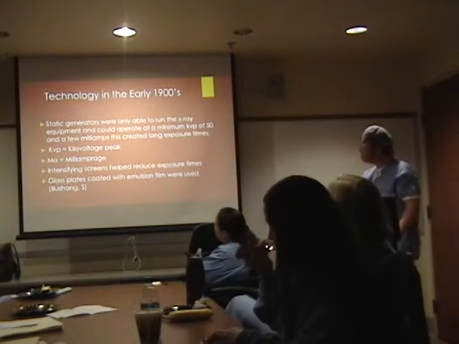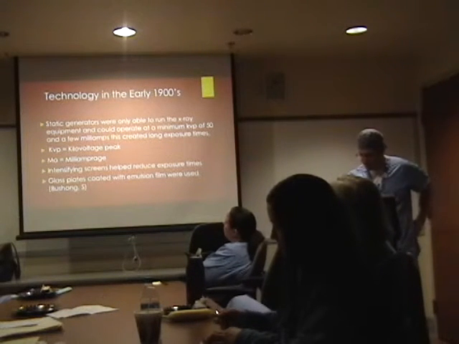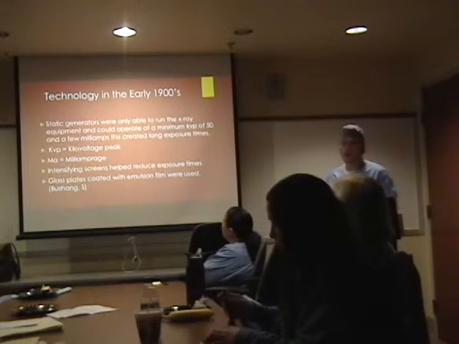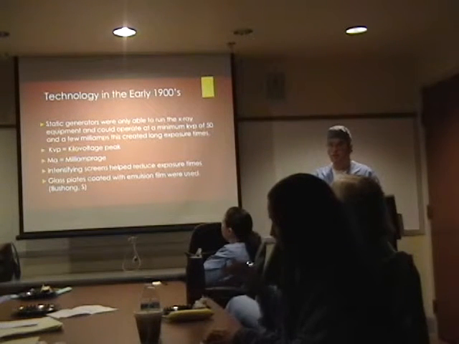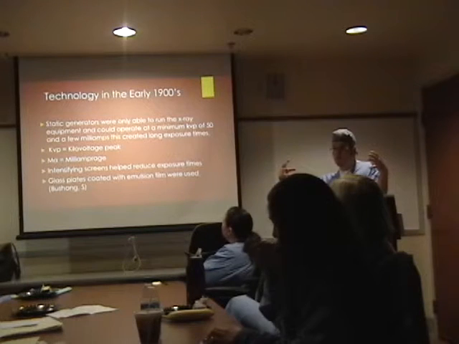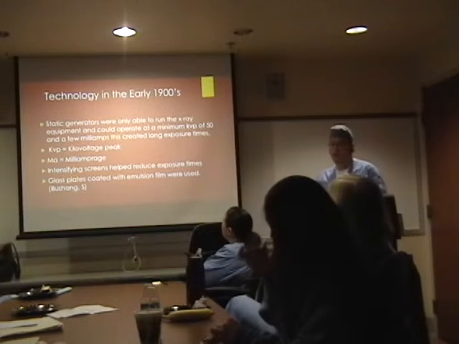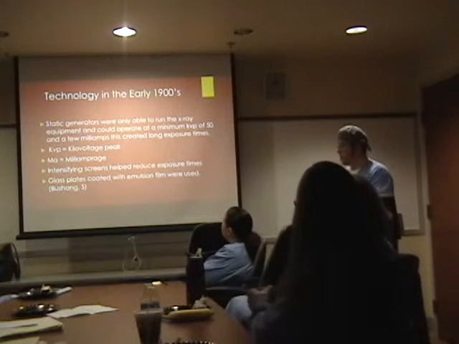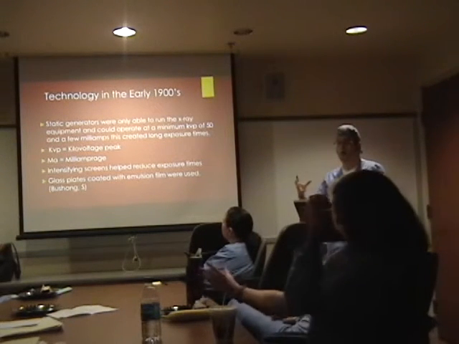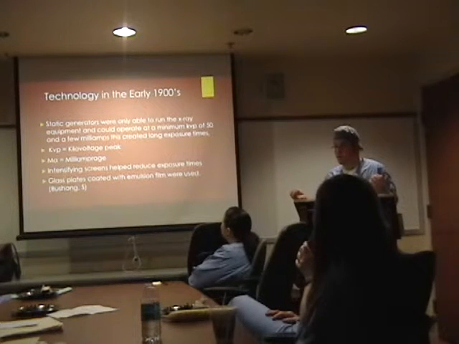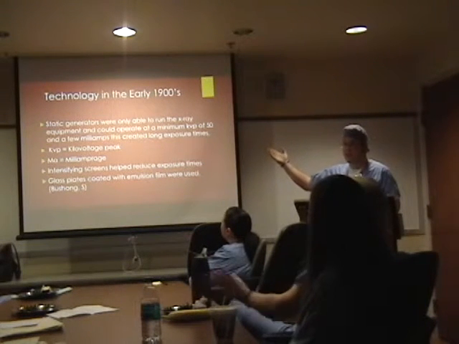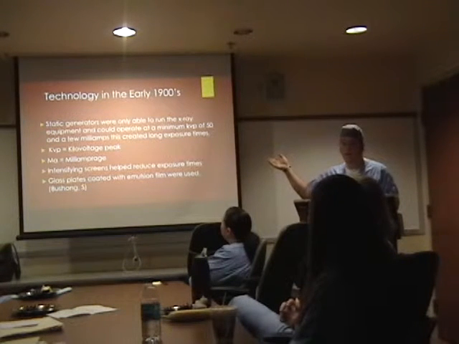Technology in the early 1900s. During this time, they had what were called static generators. Our equipment right now, voltage comes in from the power lines, and there are step-up transformers inside of the equipment. These transformers boost up your kVp, which is the punch that the x-ray has. kVp is kilovoltage peak, and think of kVp as quality, the quality of the beam. These operated at very low kVp and very low mA, so it took a long time to get an exposure.